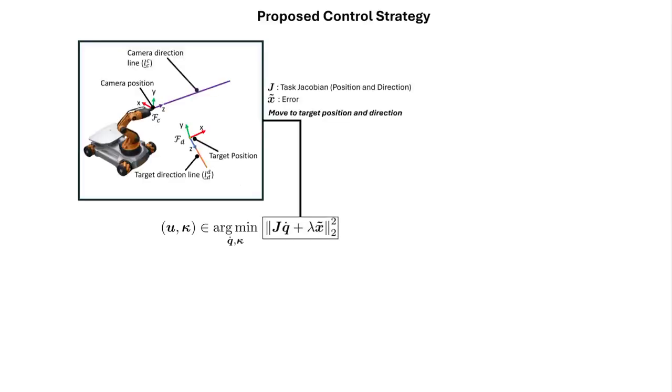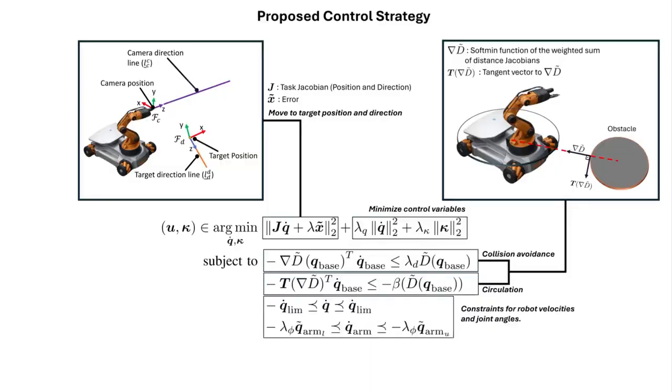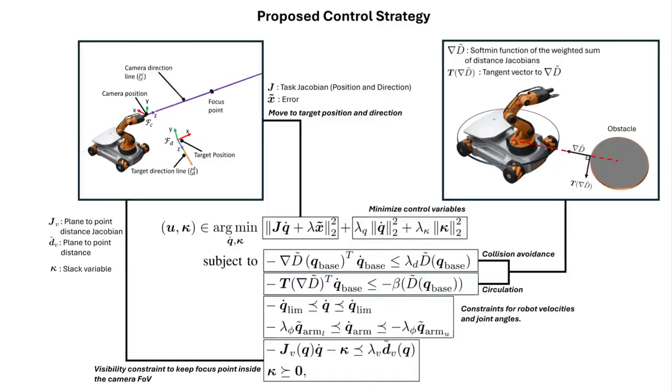We formulate the control problem as a quadratic program with linear constraints that generates control velocities for the robot. The objective function consists of error dynamics for reaching the target position and direction, as well as a term that minimizes the control variables. We include linear constraints to avoid collisions and mitigate local minima through circulation. We also limit the robot's velocities and joint angles. Finally, we use a soft visibility constraint to keep the focus point within the camera's field of view.